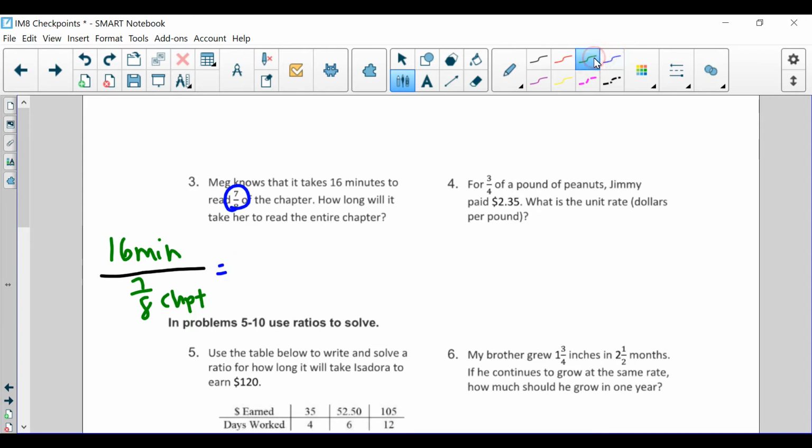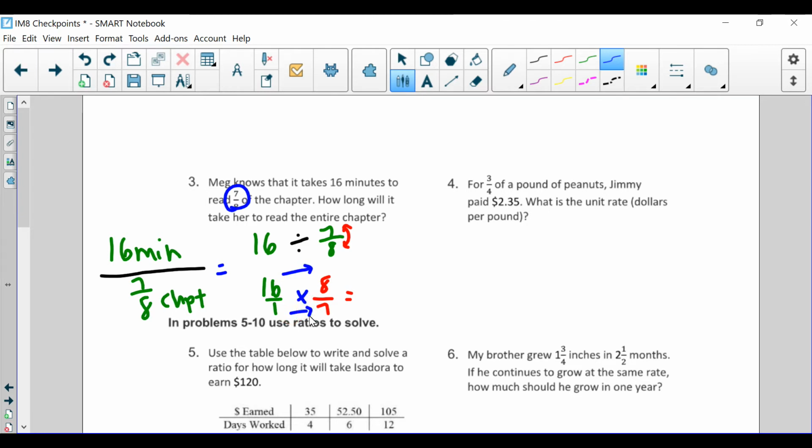So what I'm going to do instead is I'm going to just write it like this. 16, that little line means divided by. So we're going to write divided by 7/8. Okay? Now, another thing you can do is you can notice it's divided by. What's the same as dividing by? The same as dividing by is multiplying by the reciprocal. And what is the reciprocal of 7/8? It's 8/7.